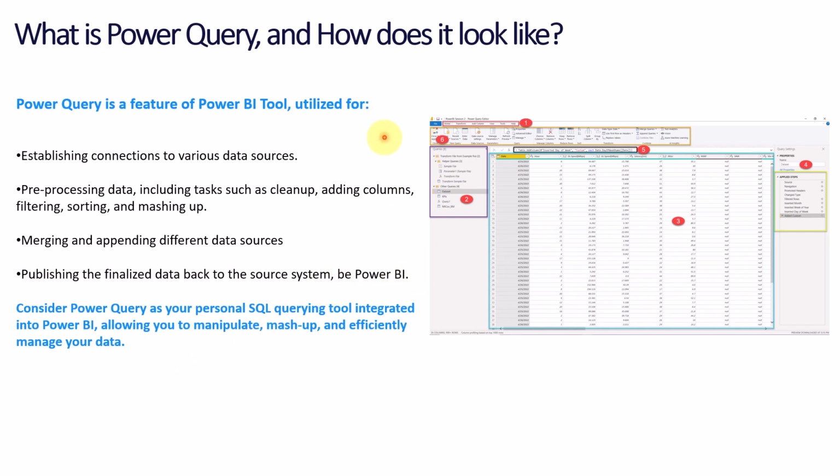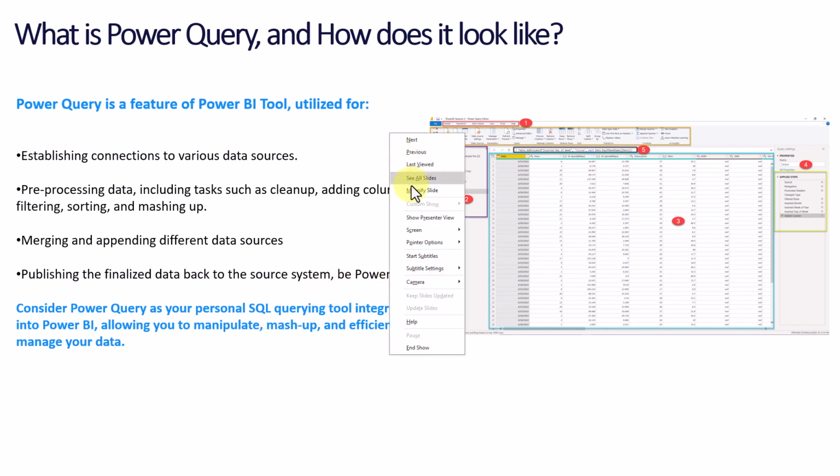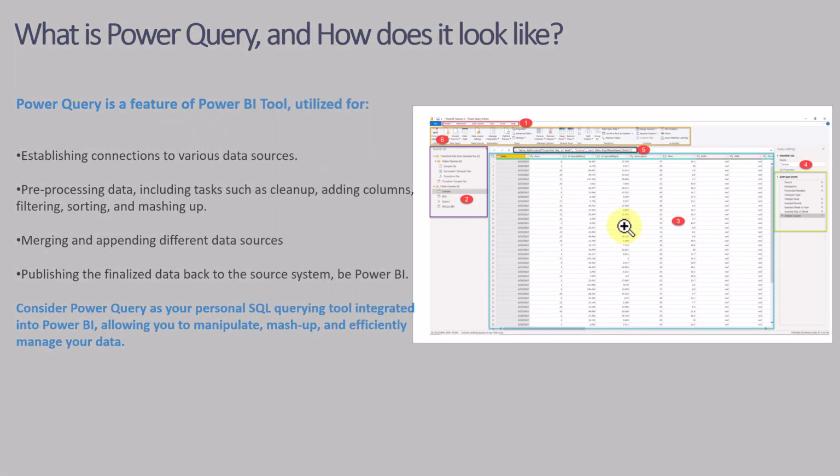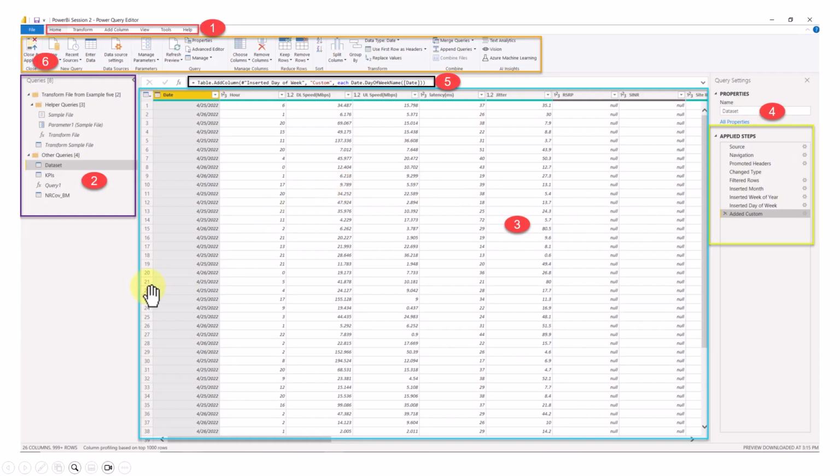So how does it look? Let me first give you a quick overview before jumping to the practical example. This is how it looks once you activate Power Query within Power BI. In general, you have a ribbon with Home, Transform, Add Column, View, and Tools. Actually, all the functions you need are within the Home page, and also Transform and Add Column.